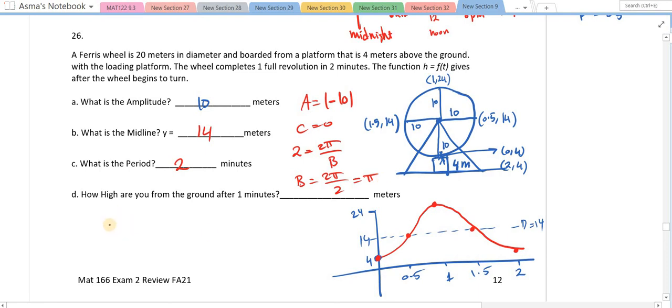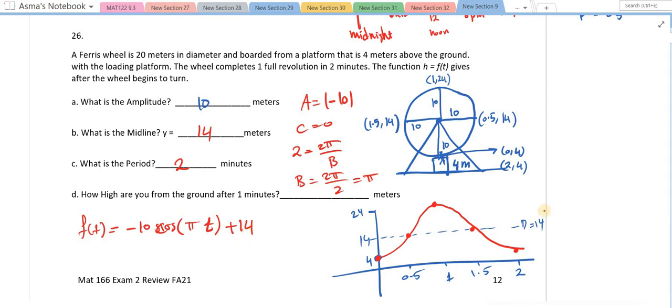I can write the equation, although it's not required, but let me just write the equation. So it's going to be negative 10, not sine, it's cosine pi t, let's say the time is t, and then C is equal to 0, and then plus 14. Not the amplitude, 14 is D, which is the midline. So that is the equation.